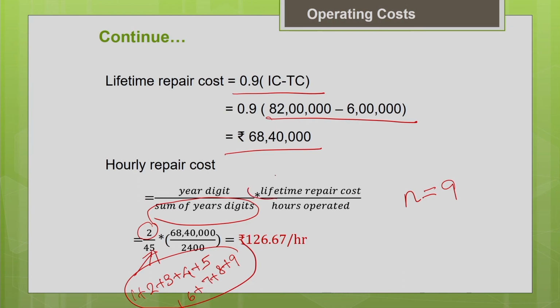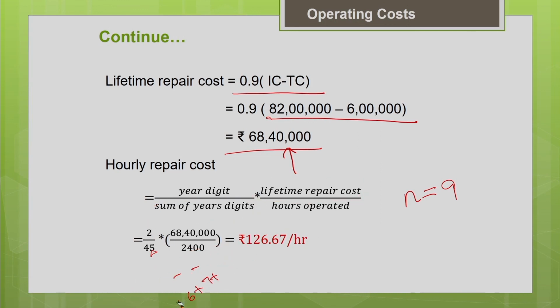Now, what is the lifetime repair cost? You have estimated it already. You can put the lifetime repair cost as 68 lakh 40,000, divided by the hours operated in a year, that is 2400. If you multiply, you can get the value as 126.67 per hour. This is your hourly repair cost for the second year of operation of this particular machine. So, this is how we estimate.